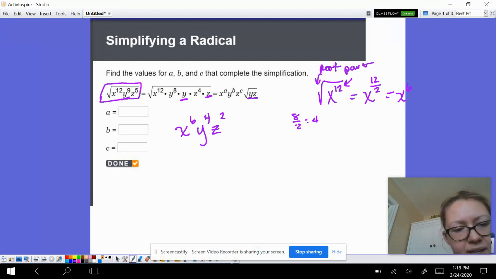Okay, so to fill in the blank, it means what number goes here. What's the exponent on x? 6. What's the exponent on y? Well, that's 4. And what's the exponent on z? Well, that's 2. Okay.